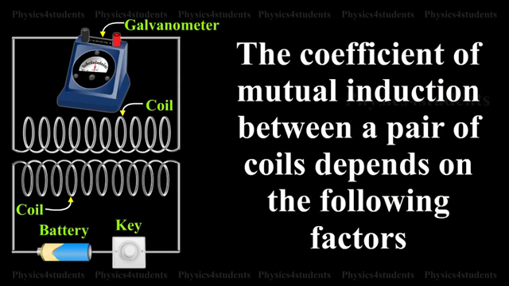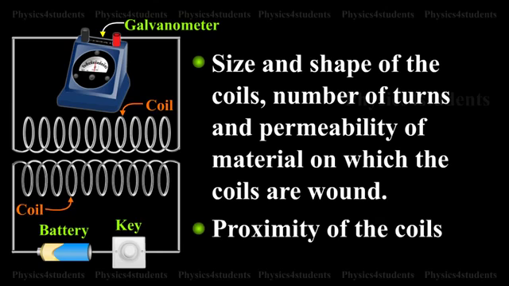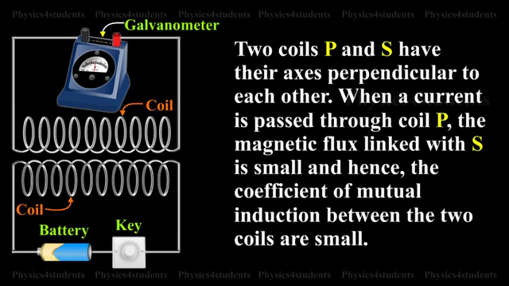The coefficient of mutual induction between a pair of coils depends on the following factors: size and shape of the coils, number of turns and permeability of the material on which the coils are wound, and proximity of the coils. Two coils P and S have their axes perpendicular to each other. When a current is passed through coil P, the magnetic flux linked with S is small, and hence the coefficient of mutual induction between the two coils is small.